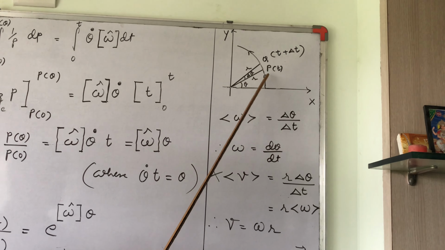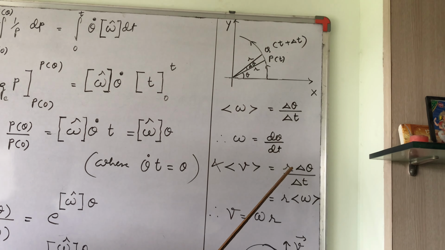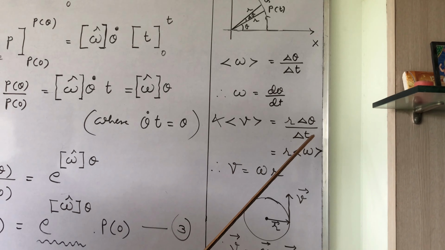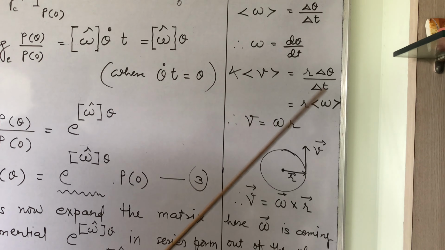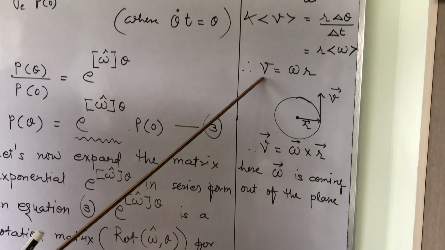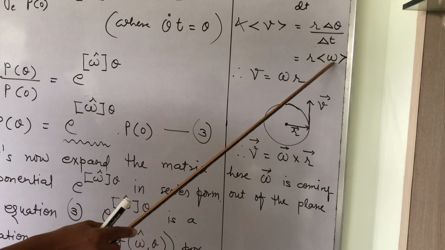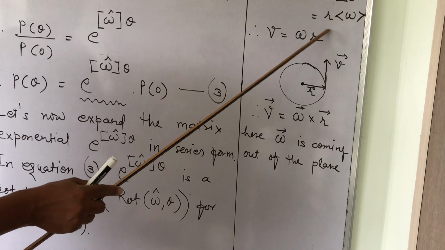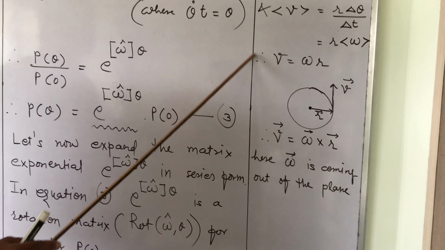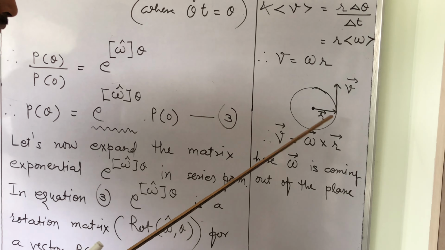During this interval it has covered this much displacement, arc length PQ. So r delta theta by delta t is the average linear speed, so r omega. But if you want the instantaneous linear speed, the average omega is replaced by omega, so v is omega r. But now we want to introduce vectors.